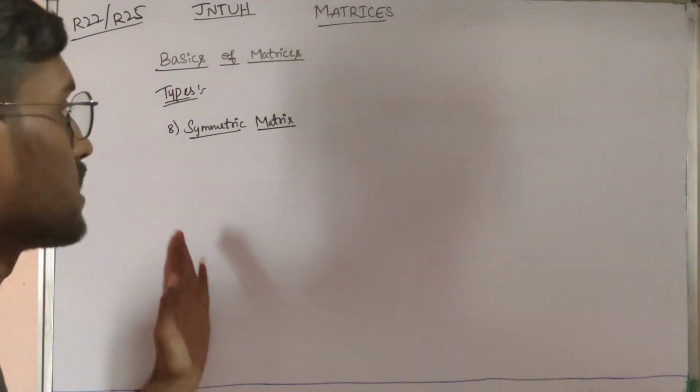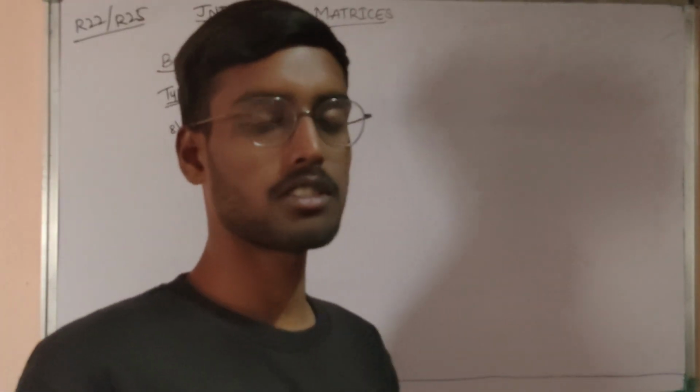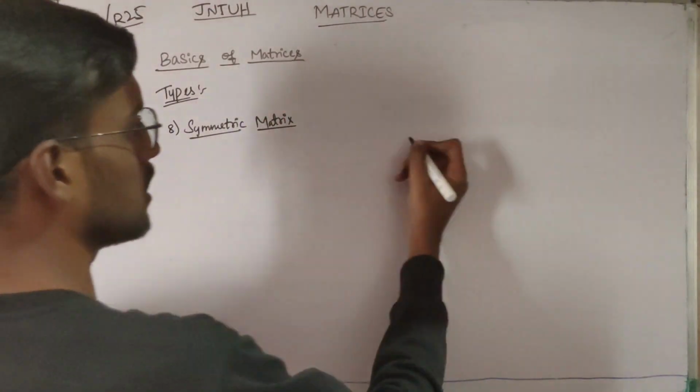The eighth type is the symmetric matrix. To understand a symmetric matrix, you need to know what the transpose of a matrix is. First you need to understand what the transpose of a matrix is.